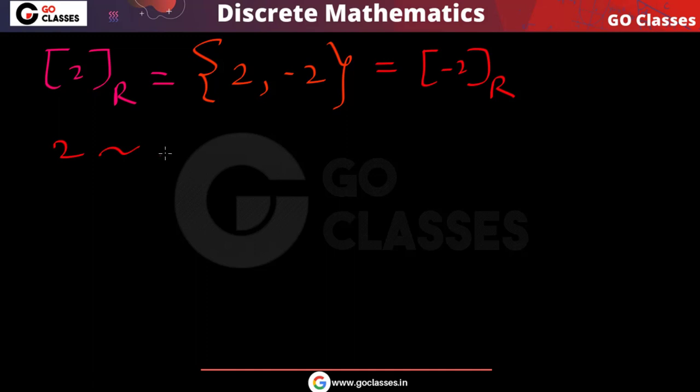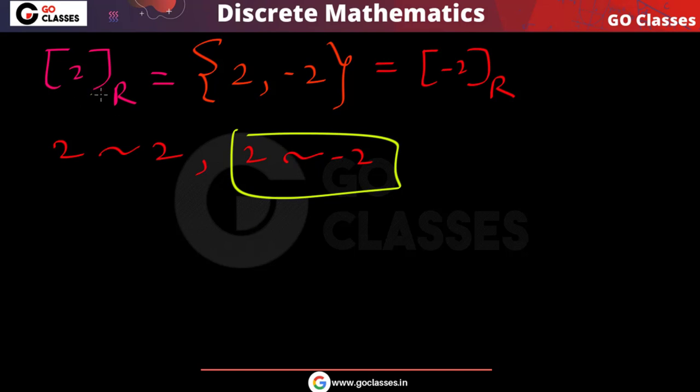I can say 2 is equivalent to 2. I can also say 2 is equivalent to minus 2. 2 comma minus 2 are equivalent because, as I told you, in an equivalence relation, if A is related to B, then we call them equivalent. So you can notice 2 is equivalent to minus 2 here. So this is the equivalence class of 2.